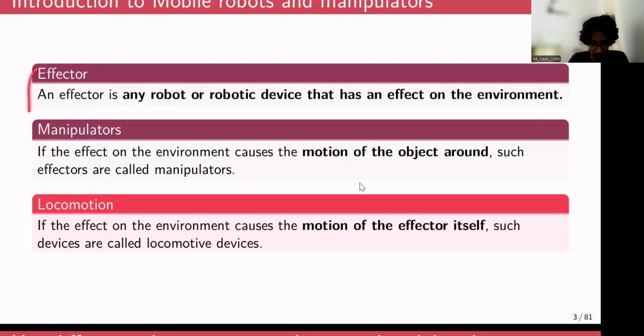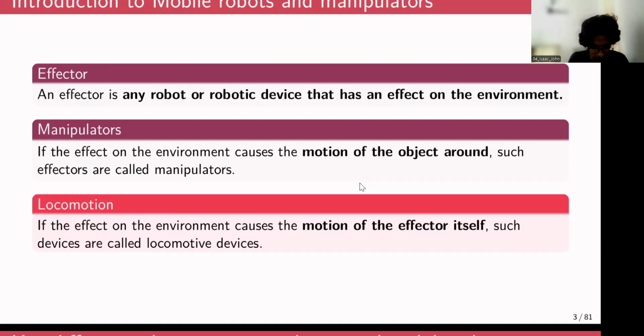So I don't want to read all of them out loud, because we have actually reviewed all of these in the weekly lectures. We have basically seen the definition of the word effector, because this is the first definition that we have studied in this course. So basically, an effector is any robot or robotic device that has an effect on the environment. That effect can be the manipulation of objects, or the motion of the robot itself.